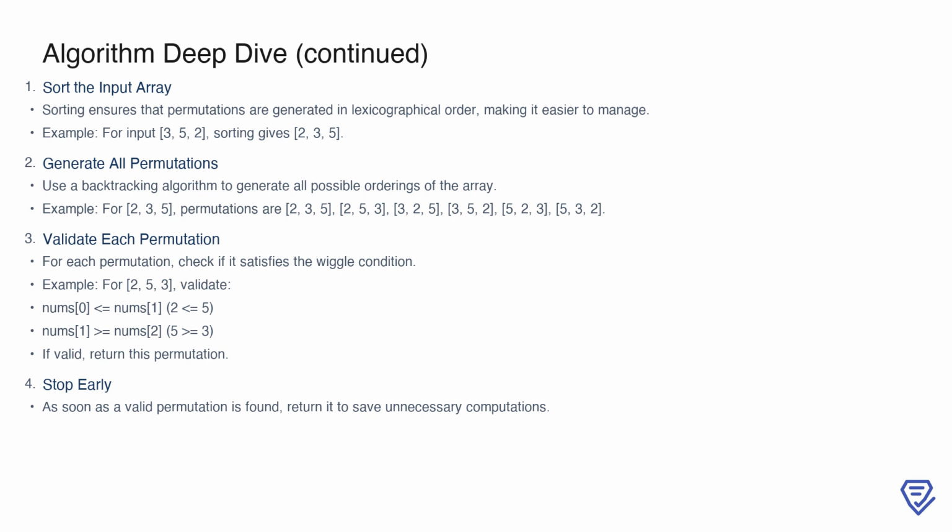For each permutation, we then validate whether it satisfies the wiggle condition. For example, if we check 2, 5, 3, we confirm that 2 is less than or equal to 5, and 5 is greater than or equal to 3. Once we find a valid permutation, we stop early and return it. This approach ensures correctness but involves high computational overhead, as generating permutations and validating each one can be time-consuming.